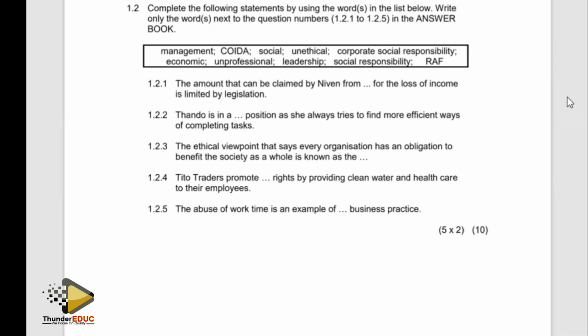That is going to be the Road Accident Fund. Okay, grade 12. Okay, right. Now, grade 12s, let's move on to the second question, which is 1.2.2. It reads as follows. Tando is in a dash position as he always tries to find more efficient ways of completing the task. It means that Tando is on the level of management. Our appropriate answer in this regard is going to be management.